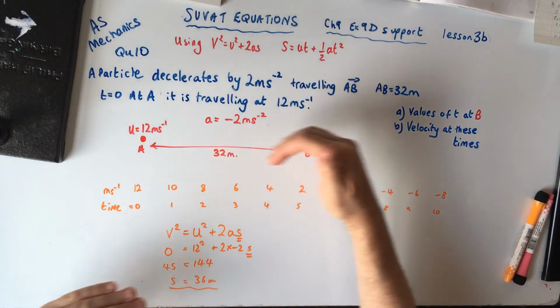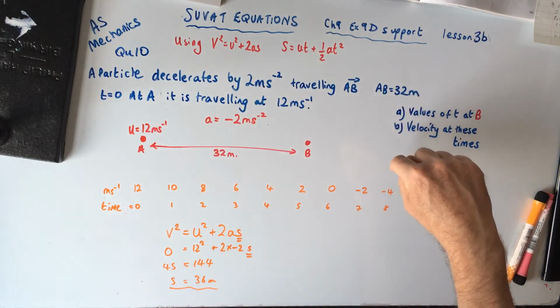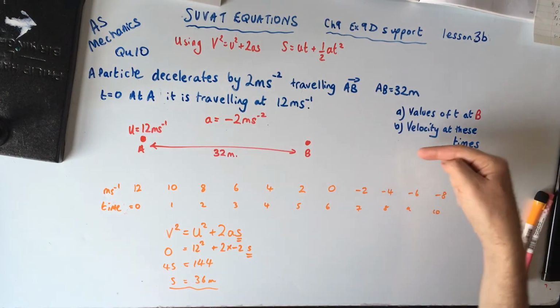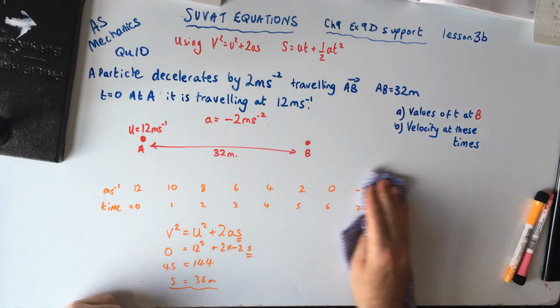So I just wanted to show you that the minus, when things slow down and come back, as time keeps going, the minus just means it comes back the other way. And there are several questions like that once you go past question 10.